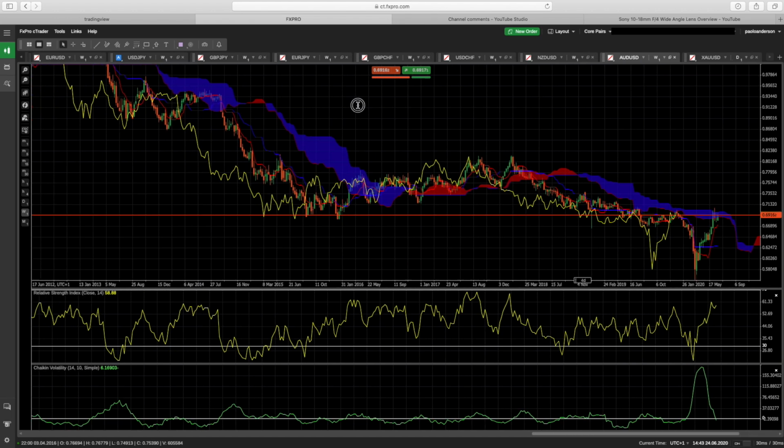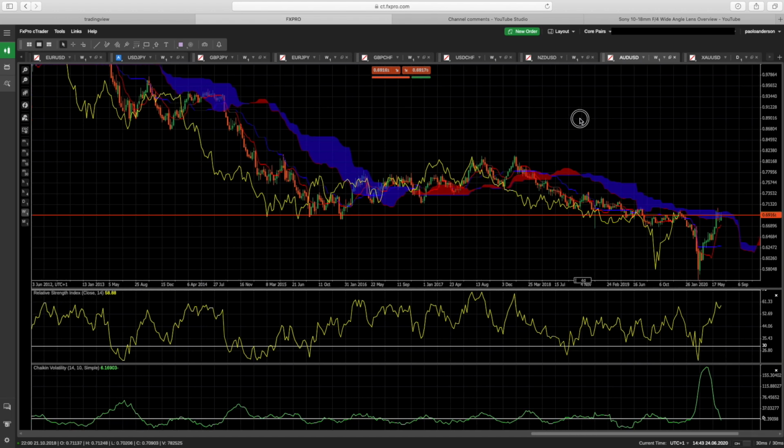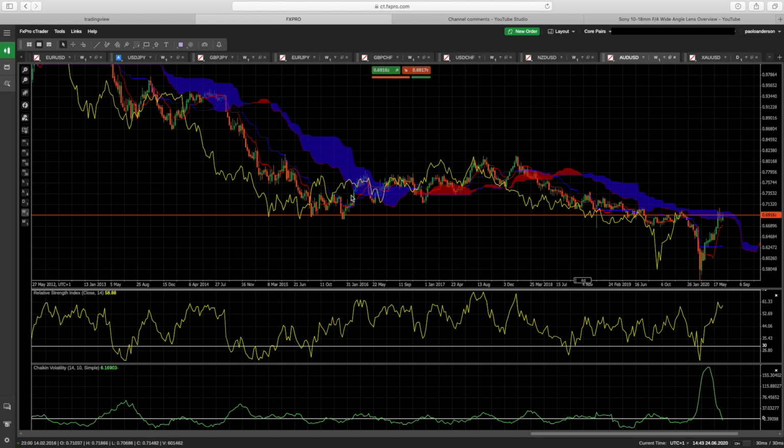So on the Aussie USD, we're on the weekly. Move the chart straight to the right to see where we are. We see we are currently testing a respected support level. So this support level goes back to October 2005, June 2005, all the way up to February 2019.